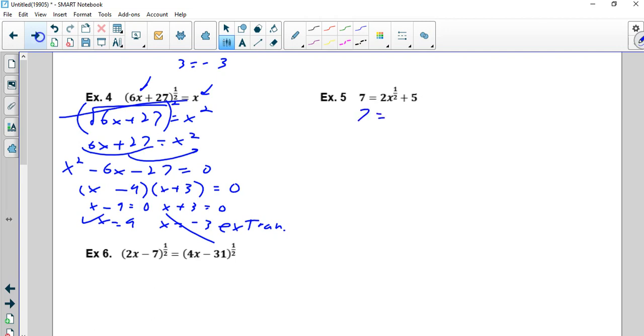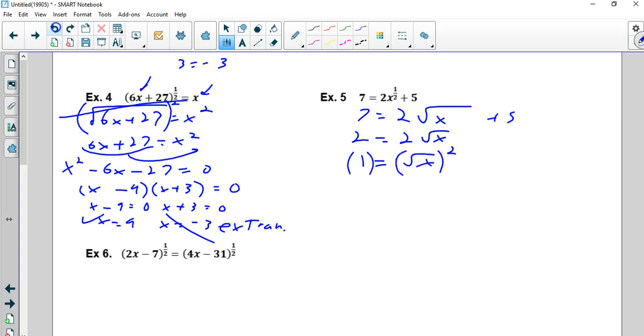Okay, 7 equals 2 times the square root of x. Remember, the 2 is not under the radical. It would have to look like that for the 2 to be with the x underneath the radical, which we do not have. So the 2 is outside, its coefficient, plus 5. We're going to subtract 5 from both sides, we get 2 equals 2 radical x. Divide by 2 on both sides, we get 1 equals radical x.